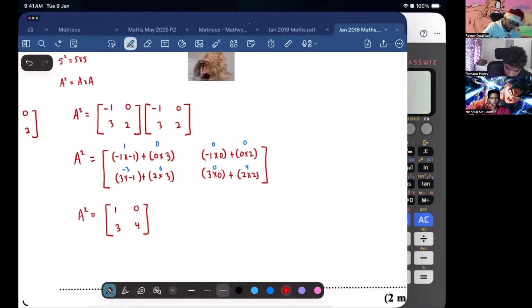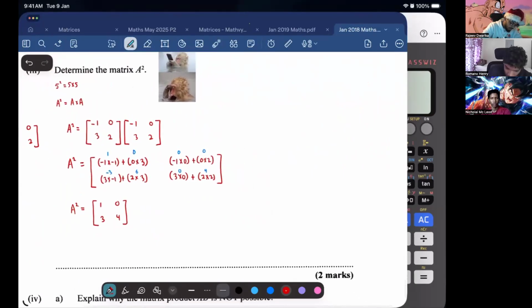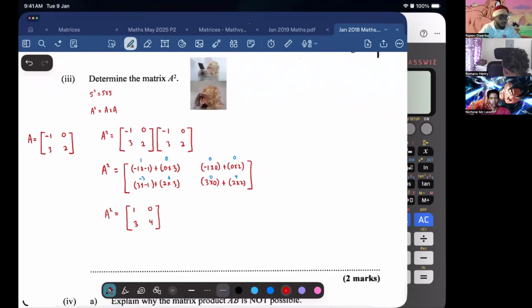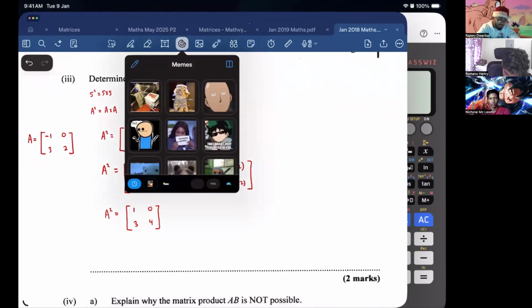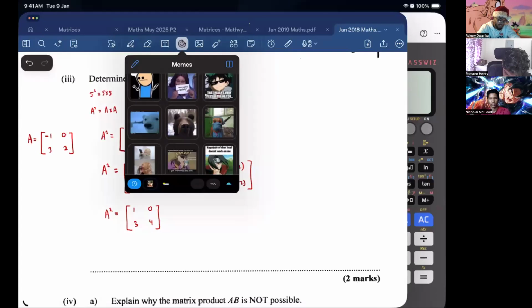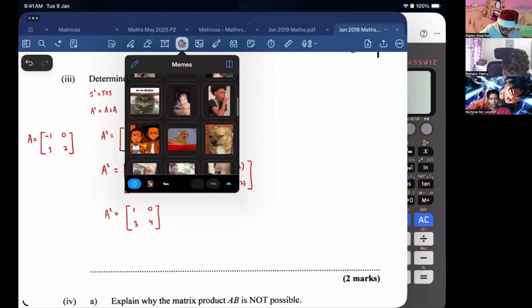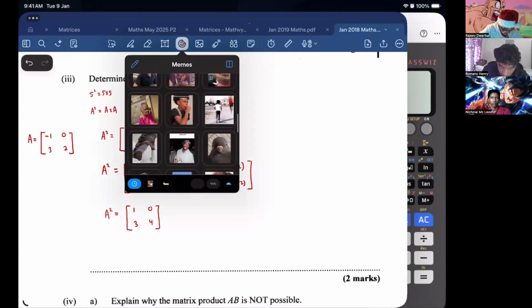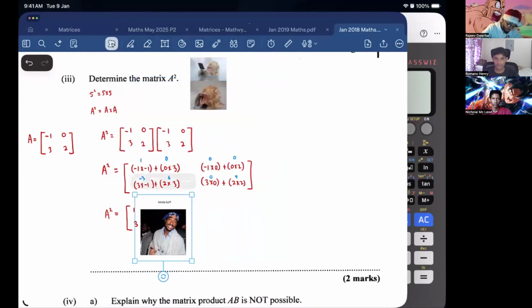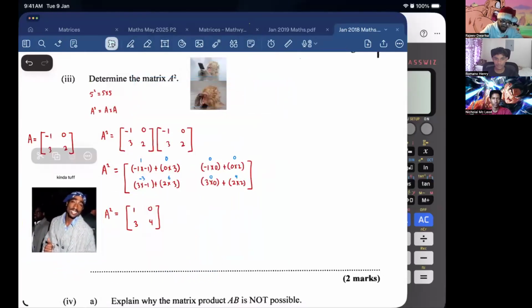Now, that's the answer. Was that hard? What do you think about it? No, it wasn't that hard. I tell you, matrices is easy marks. Once you understand it, easy marks. It's really not that hard. So again, we cooking, man.